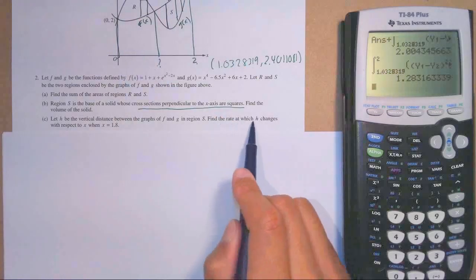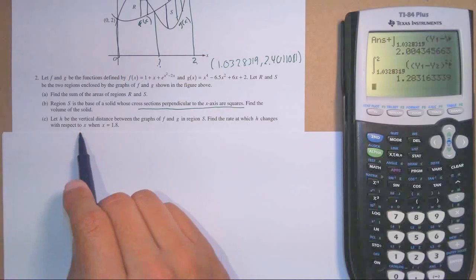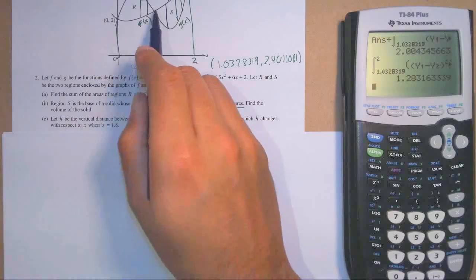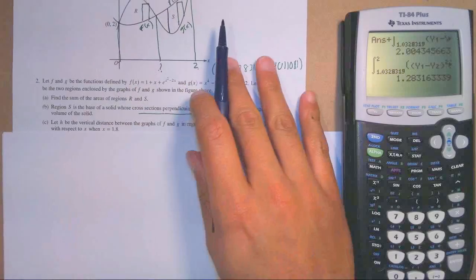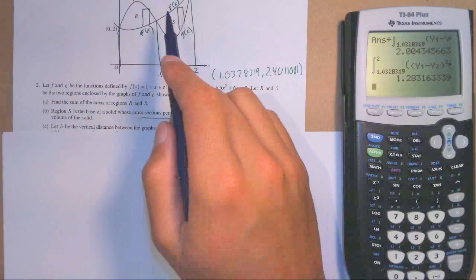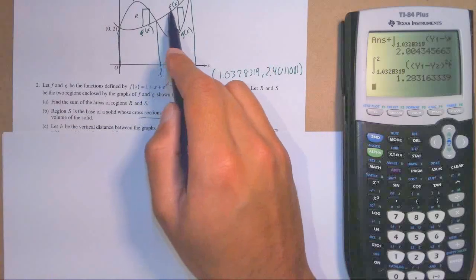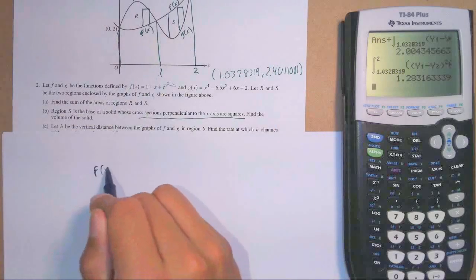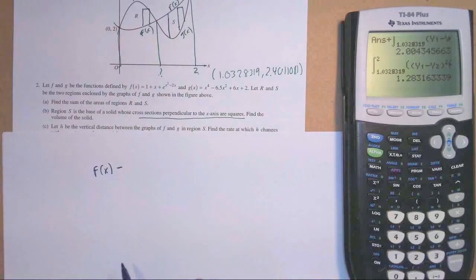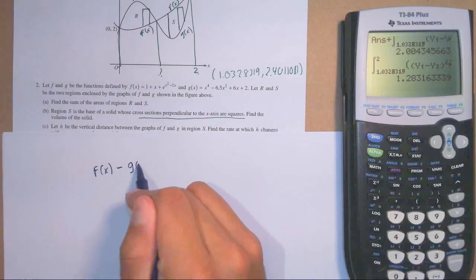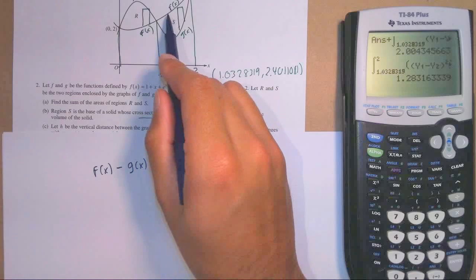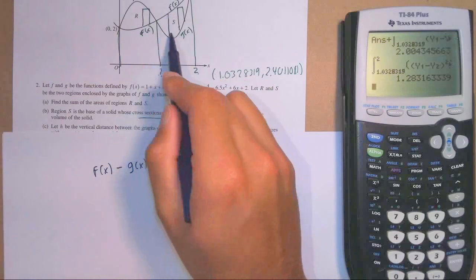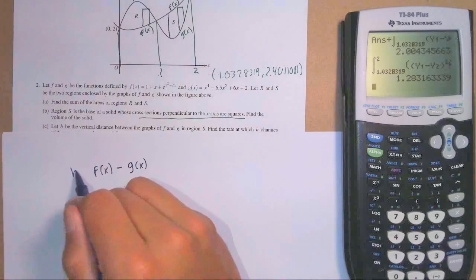Find the rate at which H changes with respect to X. Well, you have to agree the heights are changing. How do you find the height of this line, the length of this line? It's whatever f of x is minus g of x. Because whatever value I plug in for f of x, it's going to be a little bit greater than this value. So when I subtract these two values, it's going to give me a height. And that's what they're saying. This is h.